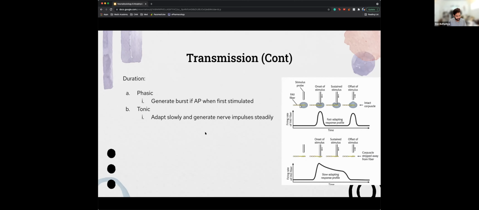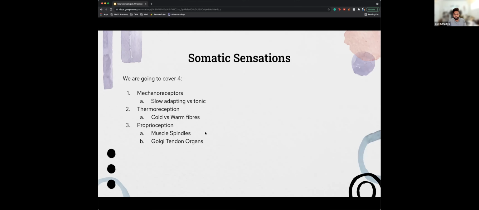Okay, cool. Now, with our somatic sensations, there are 3 things. I should have checked that typo. The mechanoreceptors, the thermoreceptors, and also proprioception.